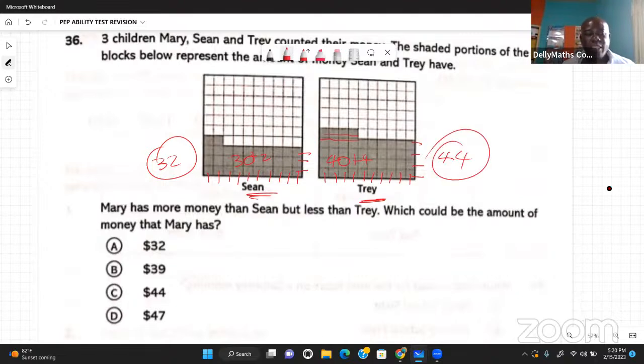Now, the thing is, they don't want to know Mary's money. They want to know the range that it would have, an idea. So the range is that, watch this now, Mary has more money than Sean. So Mary is more than 32. 32 is out, right? But less than Trey. Trey has 44. 44 is out, right? So you want to find a number between 32 and 44. Less than 44, more than 32. The answer has to be 39. There it is. Answer is 39.